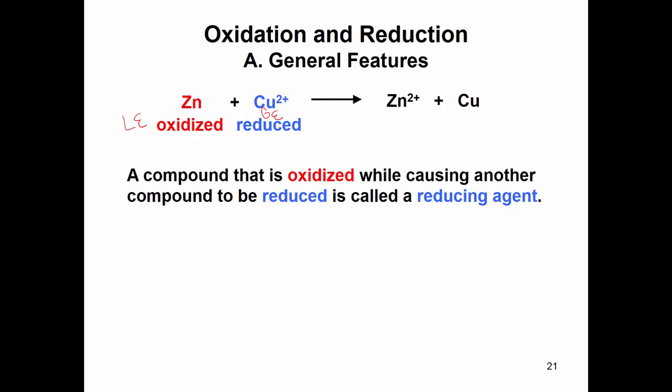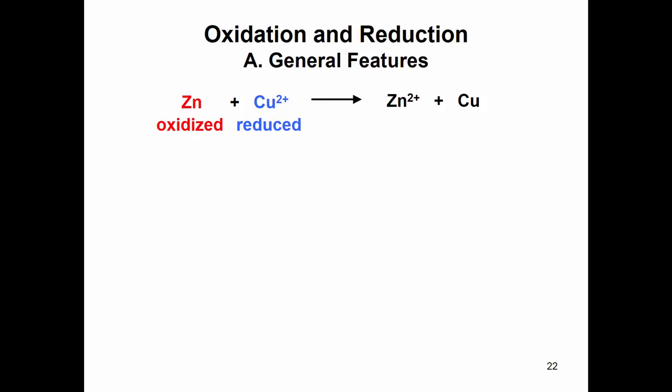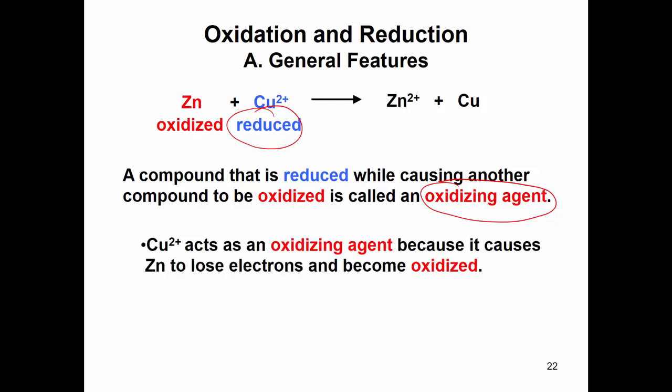A compound that is oxidized causes the other compound to be reduced, so it's called a reducing agent. This is confusing here. Zinc is oxidized, but it is the reducing agent, so opposite of what you might think. Copper is reduced, it's the reduction part, but we call it the oxidizing agent because it causes zinc to lose electrons and be oxidized.